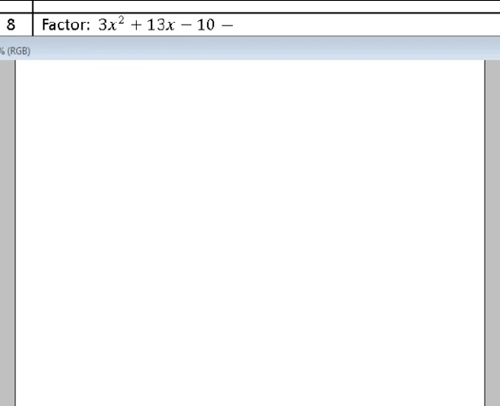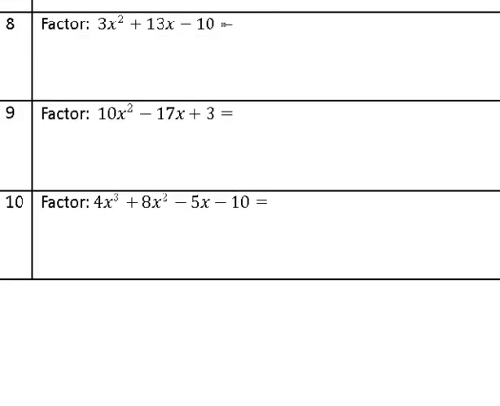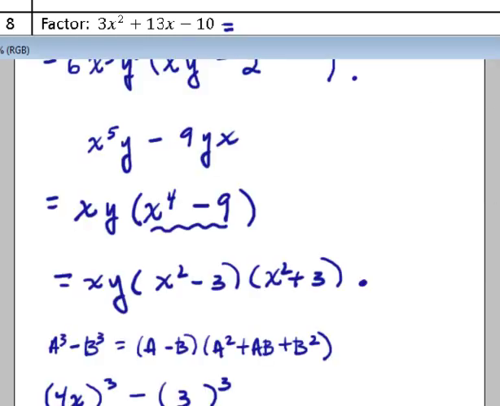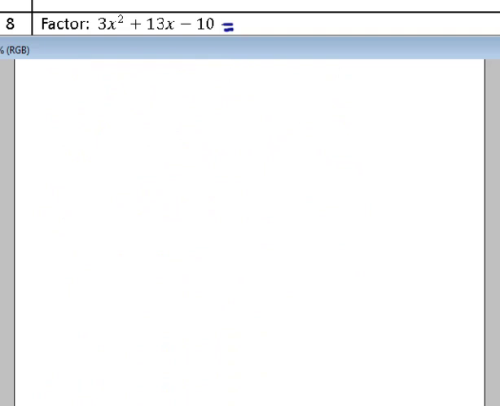In question 8, we're going to factor a quadratic. Now notice c is negative, the minus 10 here. Actually, this is supposed to be an equal sign. Let me change that to an equal sign. Okay. So c is negative, so that means our signs will be different.